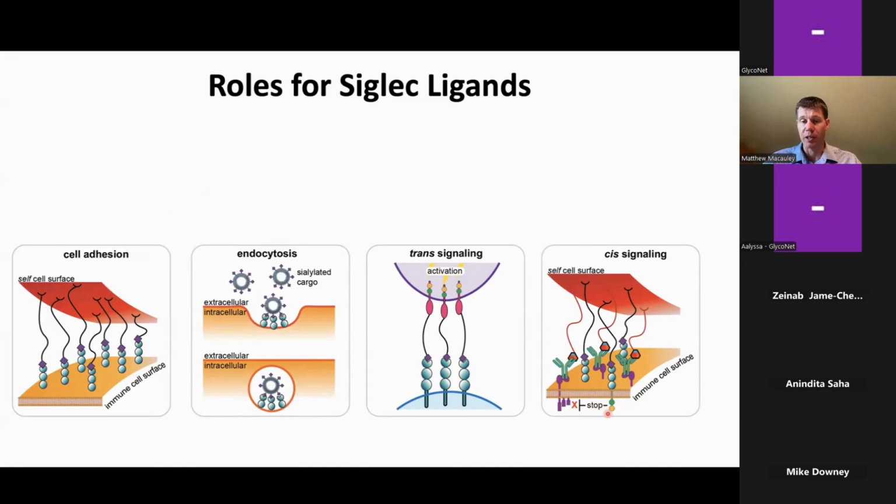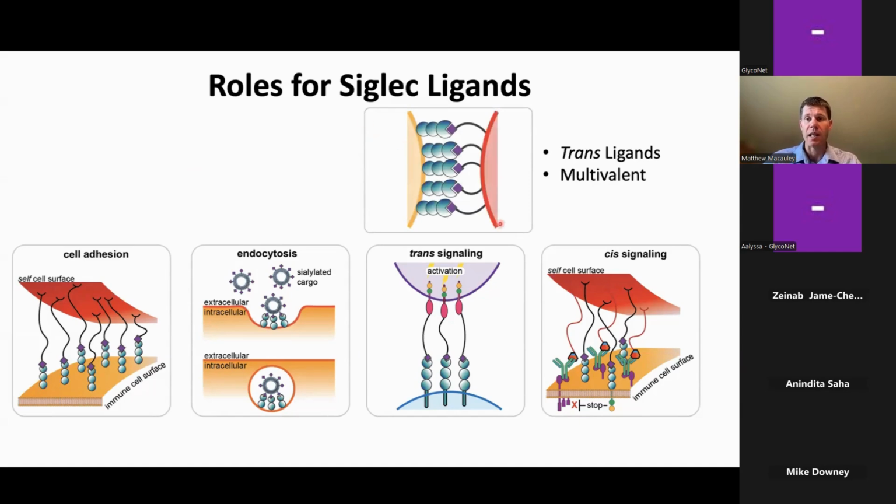Of these four different roles, there are two really common features: these involve trans ligand interactions, in other words, ligands on another cell or particle, and they're always multivalent. And this is really the name of the game for us, which is that Siglecs bind their ligands fairly weakly in the grand scheme of things.